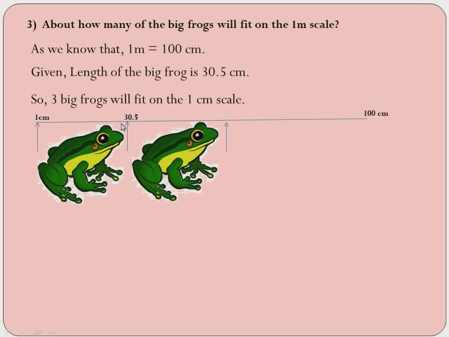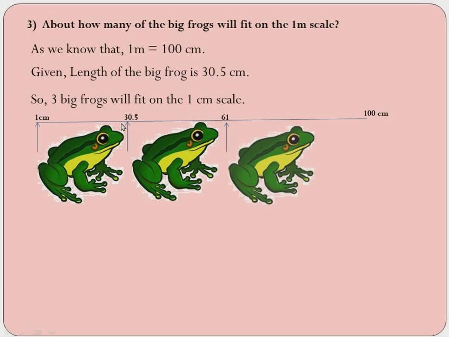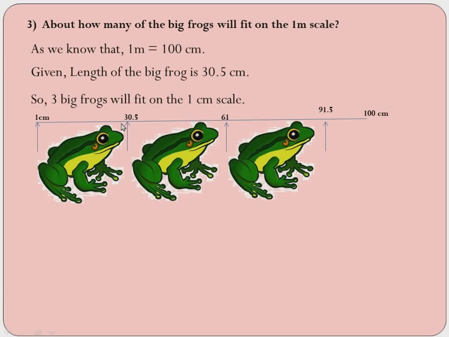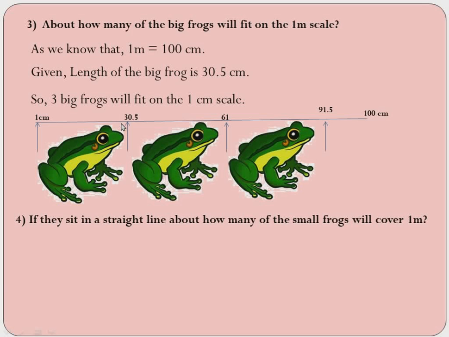Again, if I make one more frog sit, another frog is 35.5 plus 30.5, that is 61. Again one more frog. So 61 plus 30.5 is 91.5. Again, can I make one more frog sit? No, because 91 plus 31 will cross 100. They are asking only on a 1 meter scale. So totally how many frogs did I get? 3 frogs. So 1, 2, 3. Understood? Otherwise divide this, and you will get the answer. In that way also you will get it.